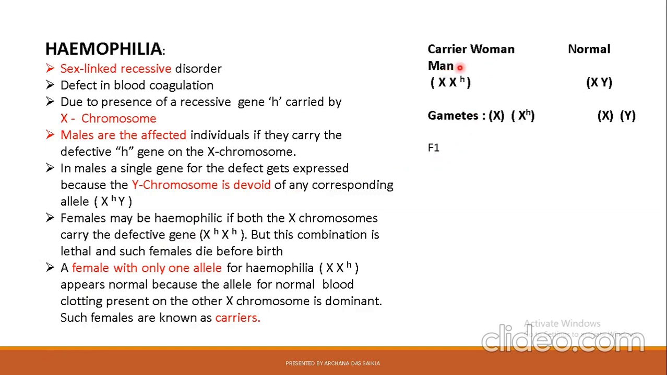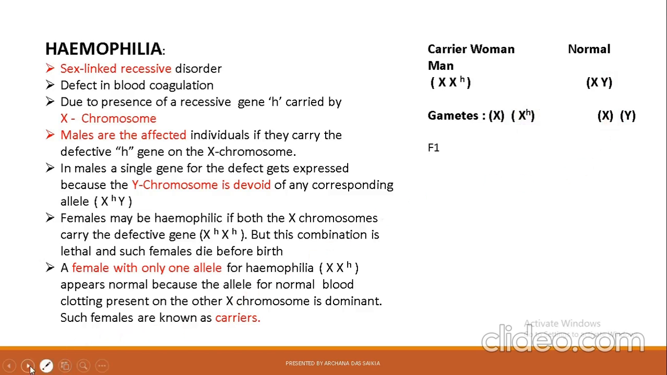If the carrier woman is XXH, and the normal man, okay, the word has come down here, it should have been normal man. The father is normal. The mother is a carrier. Then what are the mother's gametes? X and XH. These are the mother's gametes carrying the sex chromosomes. The father's gametes will carry the sex chromosomes X and Y.